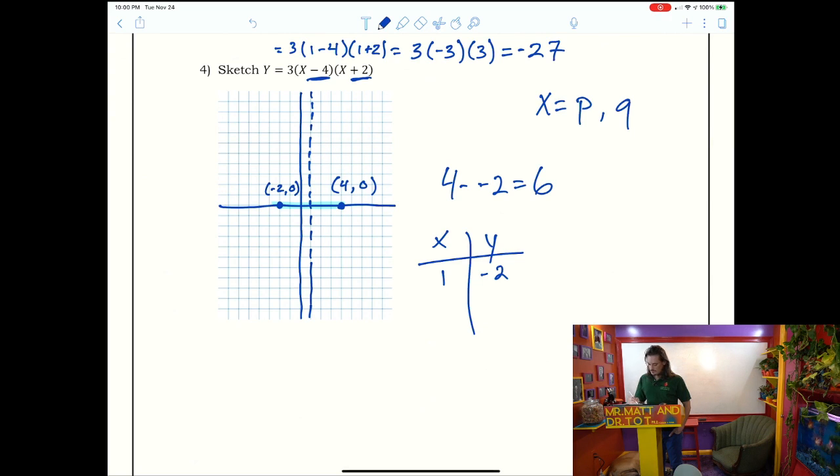So again, I'm going to count by 5s just to make this fit. But 5, 10, 15, 20, 25. So it would be like about here.